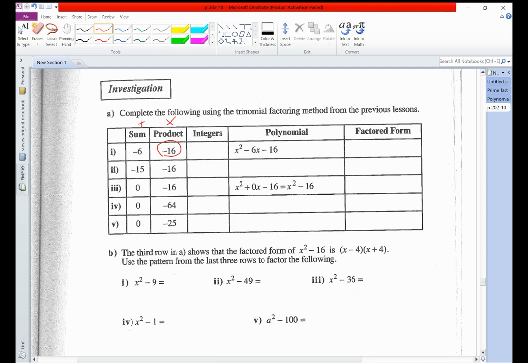So normally we would do our little multiplication chart, and then we would say 1 and -16, -1 and +16, 2 and -8. Oh, there it is right there. 2 and -8 are the integers. -8 multiplied by 2 is -16. -8 plus 2 is -6. So it works perfectly.